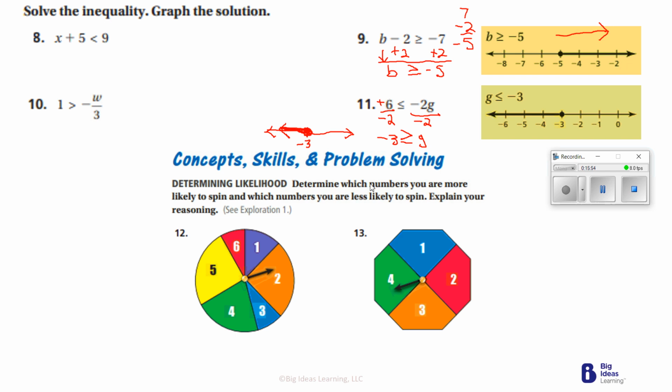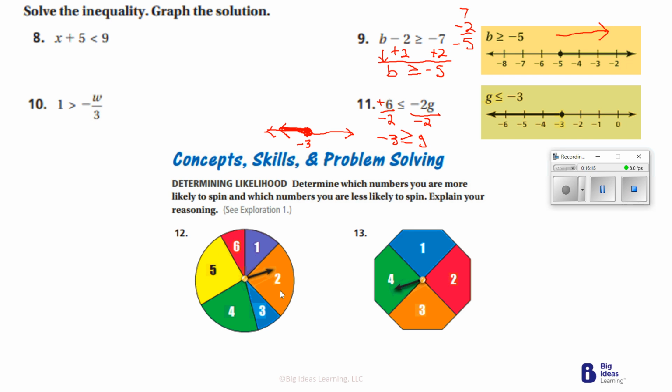It says determine which numbers you are more likely to spin and which numbers you are less likely to spin. Explain your reasoning. Well, we're talking about which numbers here, right? And these are all equal sides. Every one of these looks exactly the same.